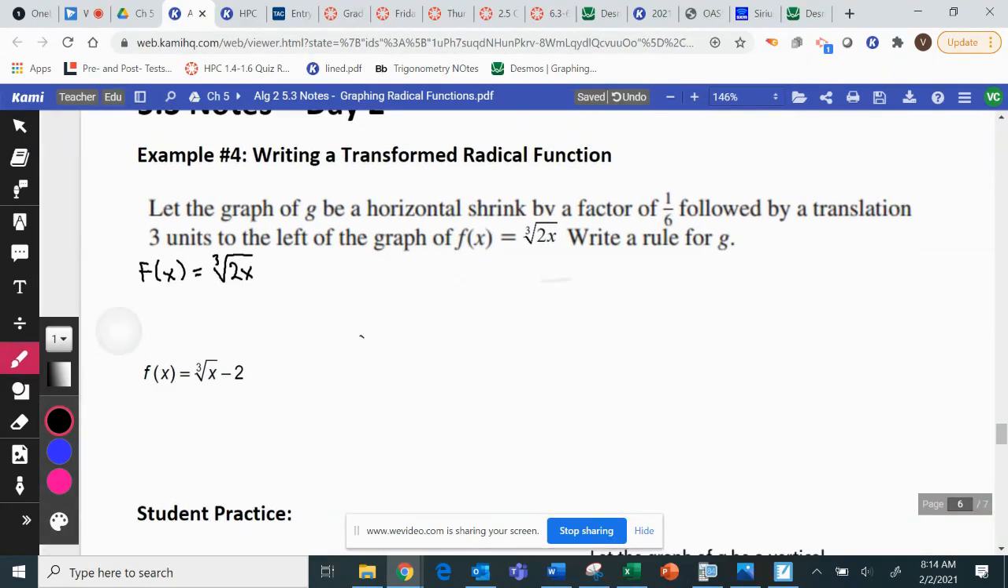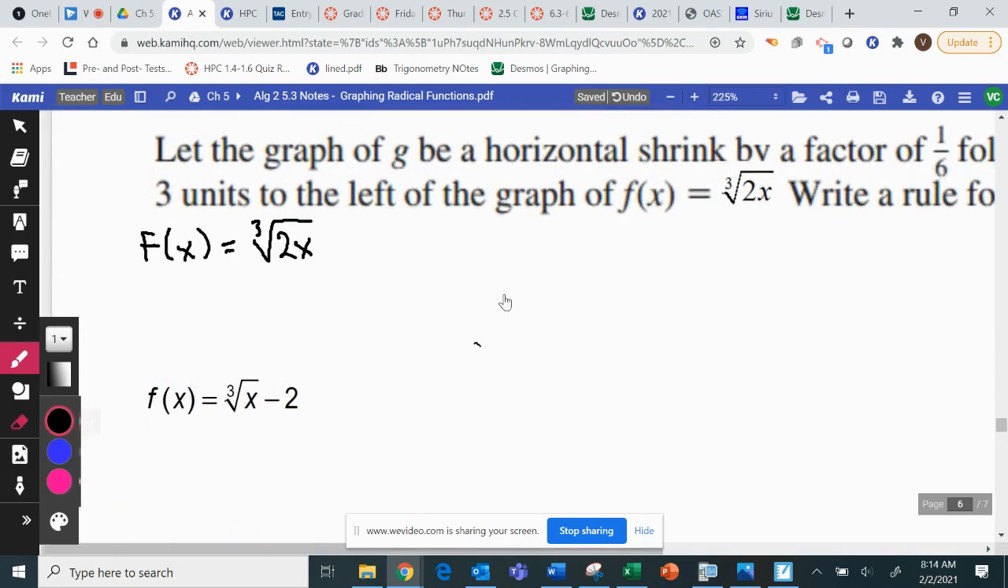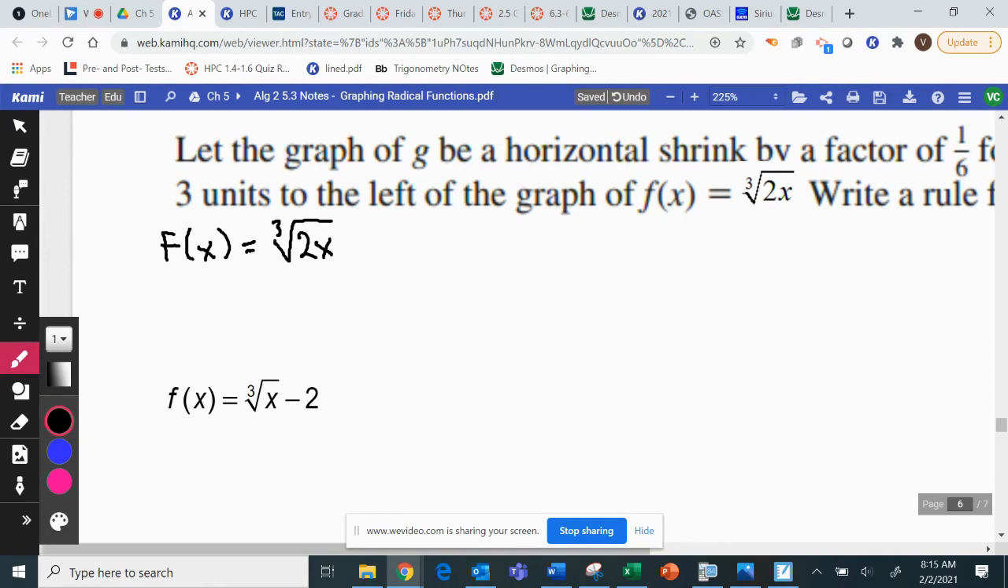We need to do 2 transformations, and we need to follow the order. If you go out of order, you might get it right, but you probably will get it wrong. So the first thing is a horizontal shrink by a factor of 1/6. So that's our first transformation. Horizontal shrink.